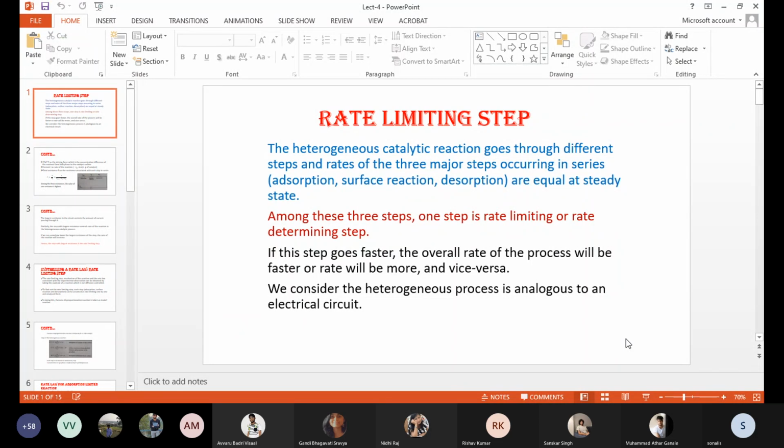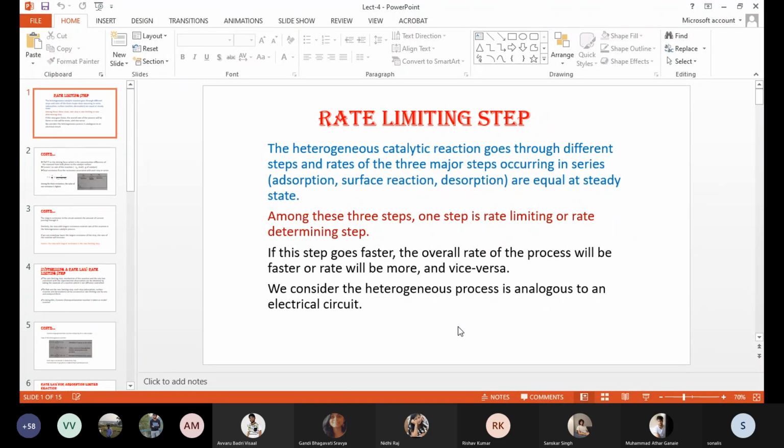Can you see the slides? Yes, ma'am. It is okay, it is visible then. Now let us talk about the rate limiting step. I think one day at the beginning I said about the concept of rate limiting step. Here I'll just discuss much more.